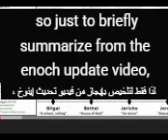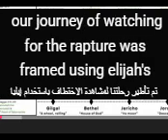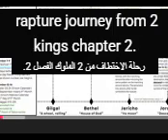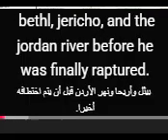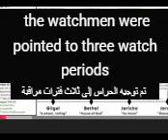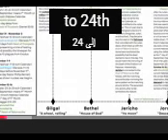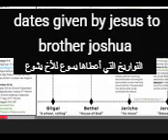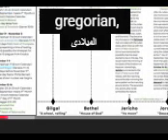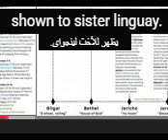So just to briefly summarize from the Enoch update video, our journey of watching for the rapture was framed using Elijah's rapture journey from 2 Kings chapter 2. In this passage, Elijah started in Gilgal and traveled to three locations, Bethel, Jericho, and the Jordan River, before he was finally raptured. Likewise, the watchmen were pointed to three watch periods using the September 23rd to 24th dates given by Jesus to brother Joshua, and the three calendars, Gregorian, Julian, and Enochian, shown to sister Lengwe.